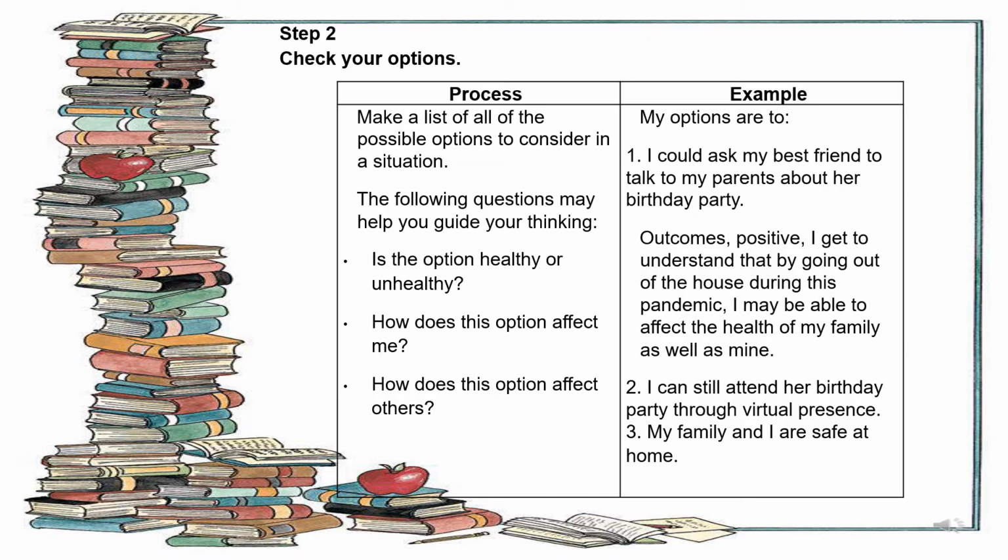Example: my options are two. 1. I could ask my best friend to talk to my parents about her birthday party. Outcomes: positive, I get to understand that by going out of the house during this pandemic, I may affect the health of my family as well as mine. 2. I can still attend her birthday party through virtual presence. 3. My family and I are safe at home.